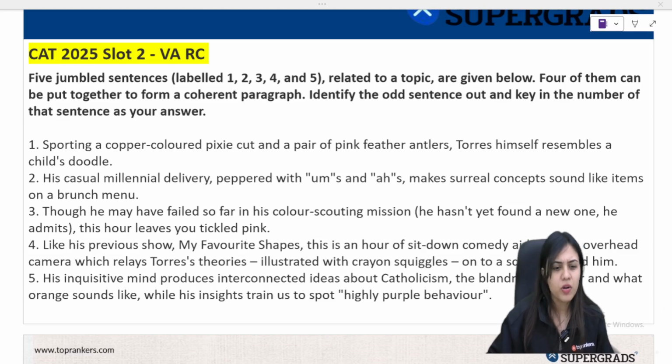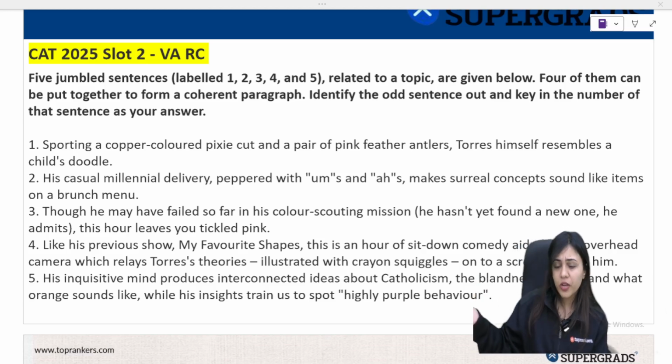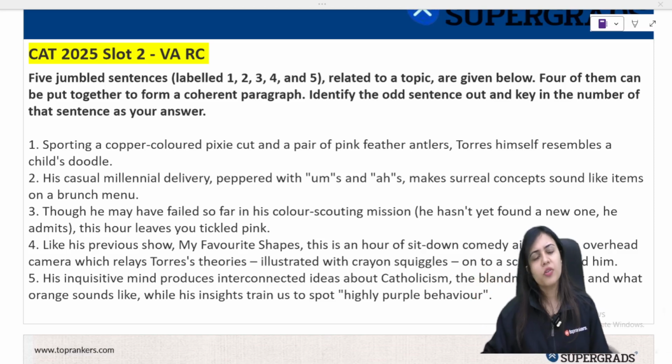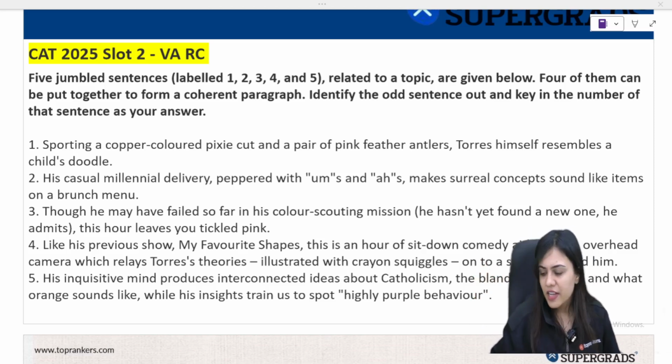So he has a very quirky, almost childlike appearance and a casual speaking style. His show involves visual elements like drawings, then an overhead camera, all of those things. He also explores weird abstract ideas, like what orange color sounds like, in an engaging way. So in simple terms, he looks eccentric, somebody who is unusual. He talks casually, his show is visually creative, and his ideas are weird but interconnected and also entertaining.